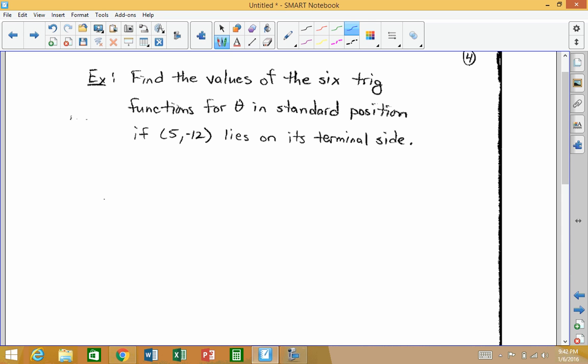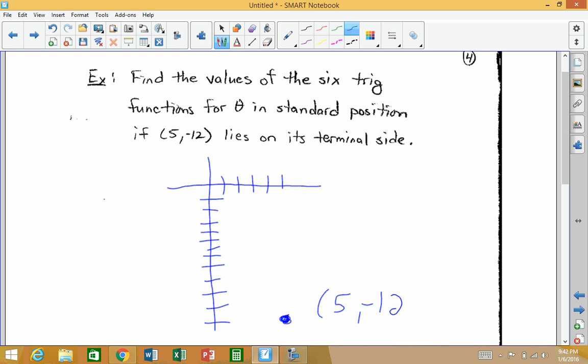Okay, so 5, -12. Counting over 5 on the x-axis and down 12 on the y-axis. So here's 5, -12, in quadrant 4. All right, so we're going to go ahead and draw this to the origin.